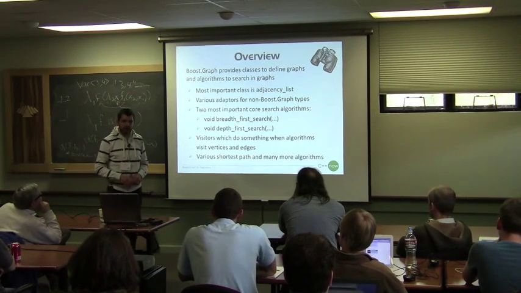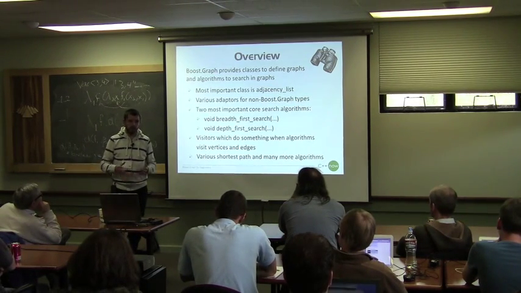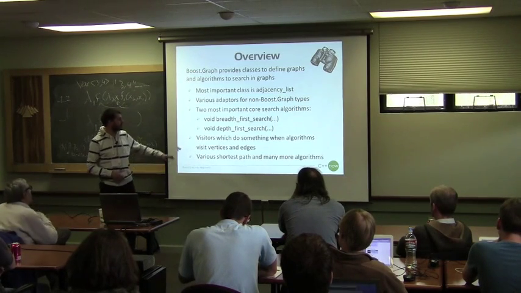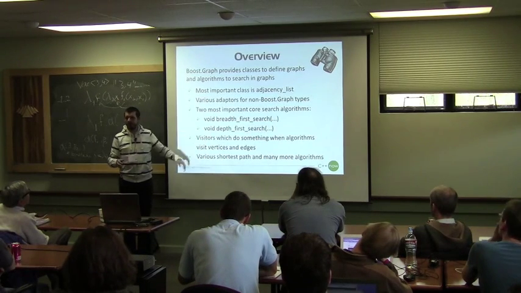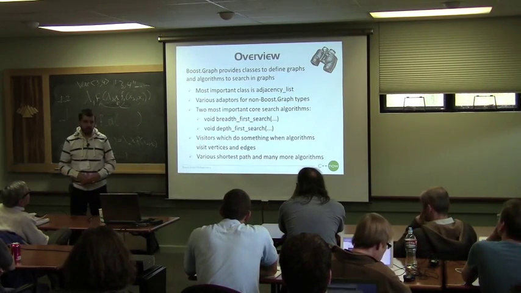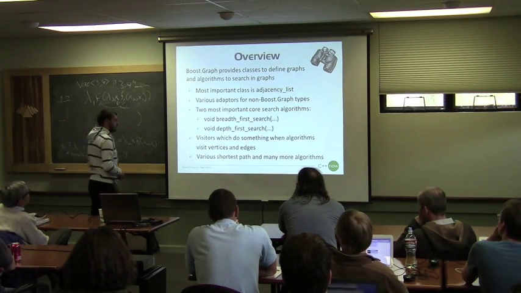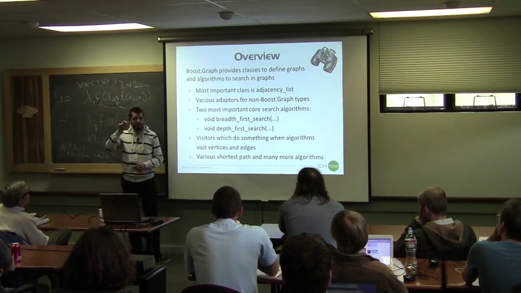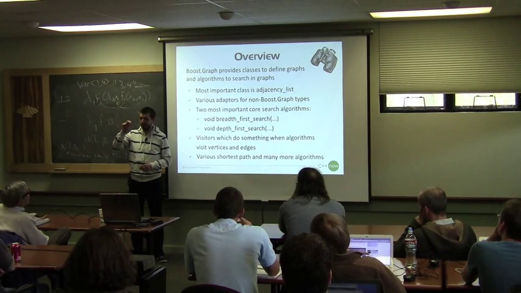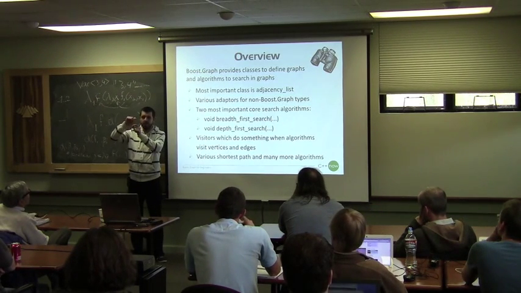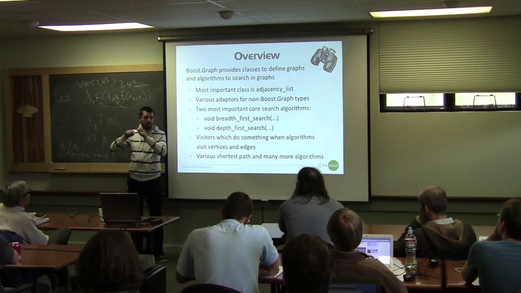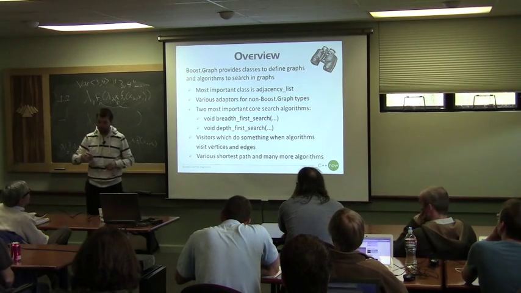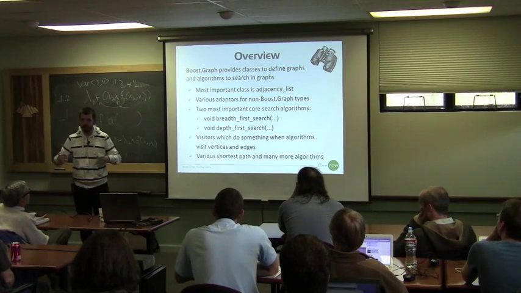Then, more important are the algorithms, and there are two core search algorithms. They are called breadth first search and depth first search. I'm not sure whether I have to explain much what these algorithms do. To give you a brief idea, the breadth first search algorithm starts at a certain vertex, at a certain point in a graph, and then visits all the vertices next to it. Then it gets to the next outer ring and visits those next to it. So it's a little bit like throwing a stone into the water. You have a wave going then in all directions.